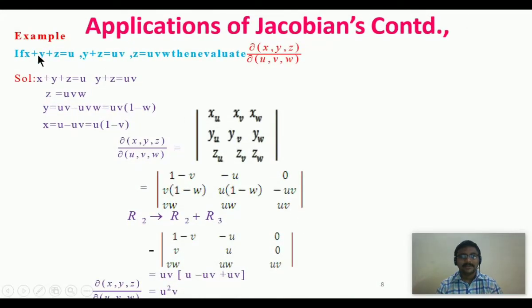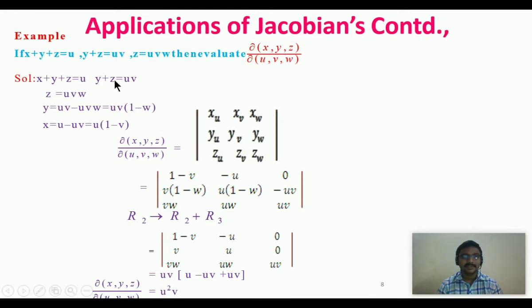Another example: if x plus y plus z is u, y plus z is uv, z is uvw, then evaluate dou of xyz by dou of uvw. To evaluate this, xyz must and should be in terms of uvw. For this, we have to convert xyz in terms of uvw using the given equations.